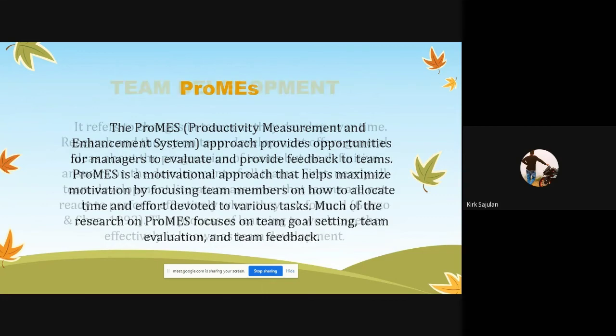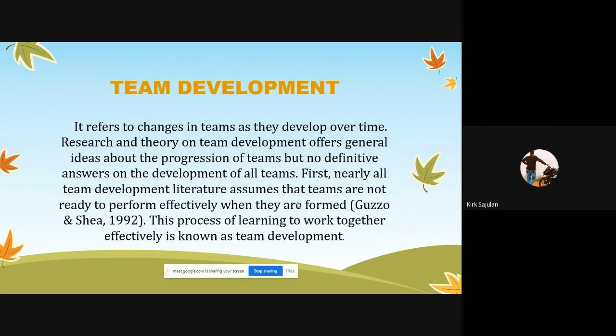Next is team development. It refers to change in a team as it develops over time. Research and theory on team development offer general ideas about the progression of teams, but no definitive answers on the development of all teams. First, nearly all team development literature assumes that teams are not ready to perform effectively when they are formed. This process of learning to work together effectively is known as development.